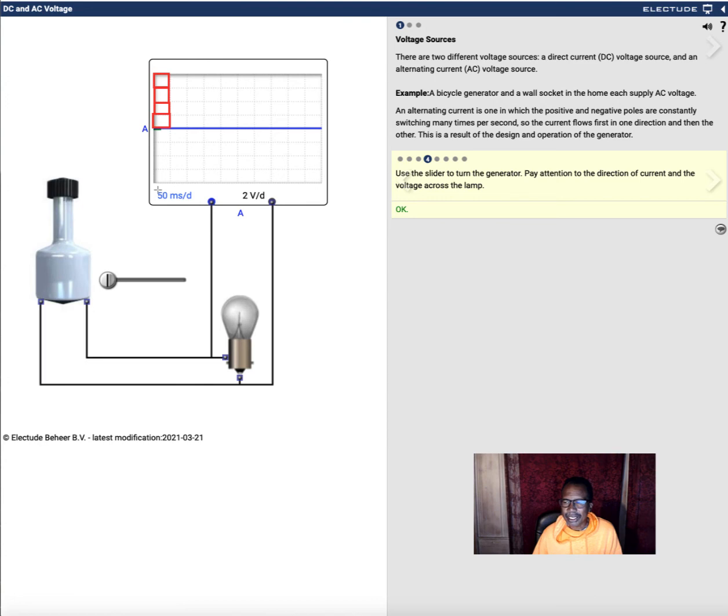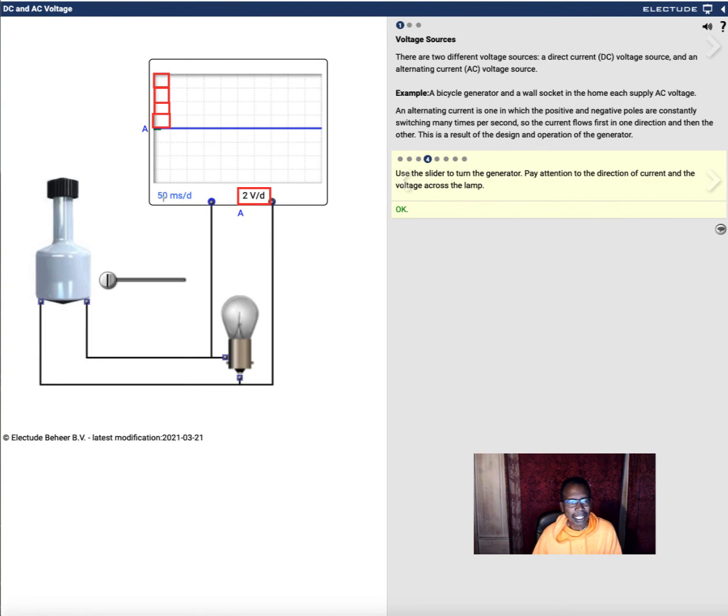Since it's an AC signal, my zero is in the middle line right here. So I have 8 volts going up, at 2 volts per division. 1, 2, 3, 4. 4 divisions times 2 volts is 8 volts going up and 8 volts going down. This is positive. This is negative.